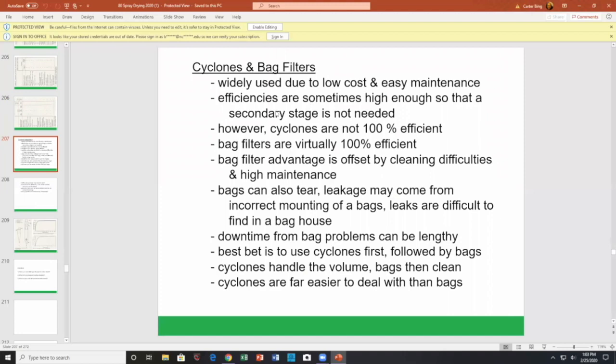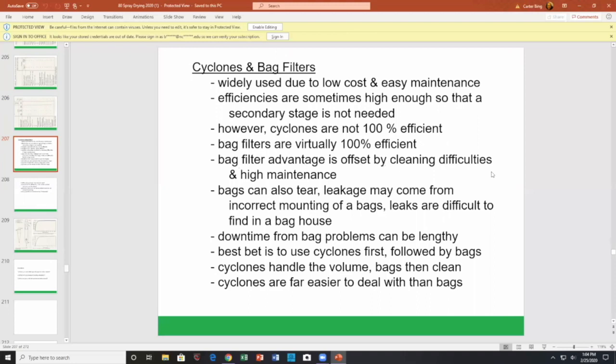Cyclones and bag filters are widely used, low cost, and easy maintenance. I don't know if bag filters are easy maintenance. Efficiencies are somewhat high enough so that a secondary stage is usually not needed. However, cyclones are not 100% efficient. Bag houses or bag filters are virtually 100% efficient. We can get some numbers a little later.